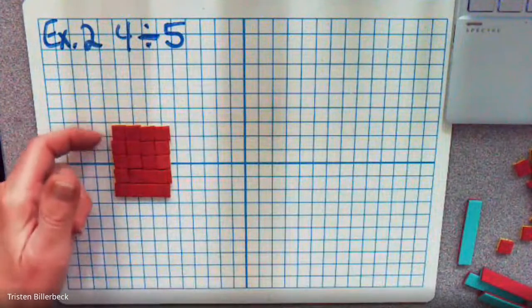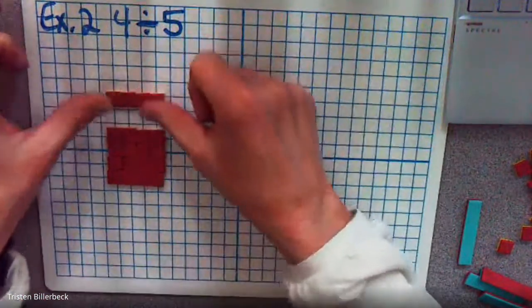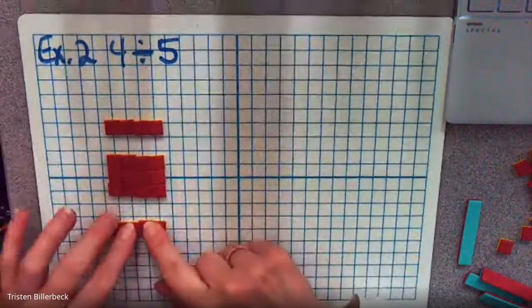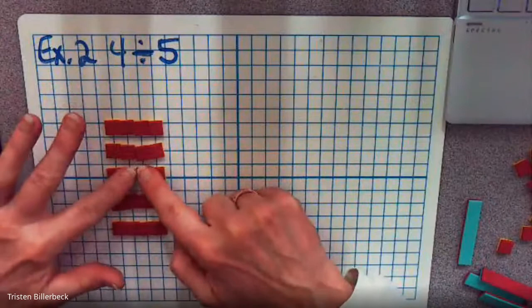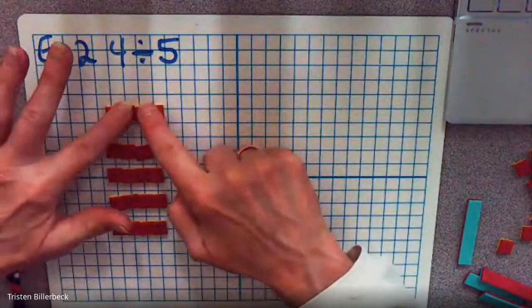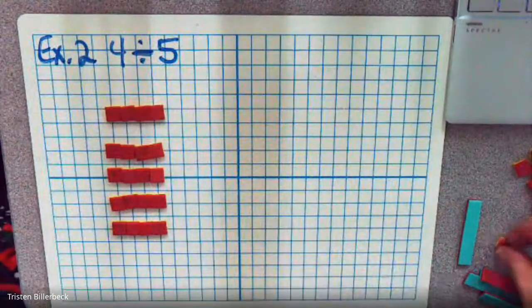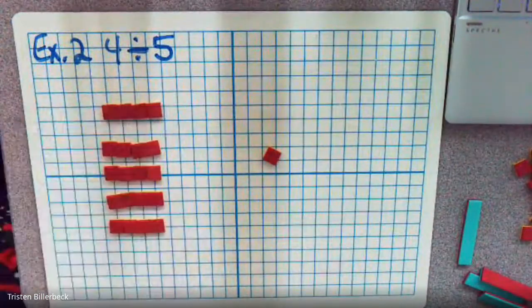But we see we have 1, 2, 3, 4, 5. So 4 divided by 5 would be, and remember, these little guys are fifths. So we have 1, 2, 3, 4 fifths.